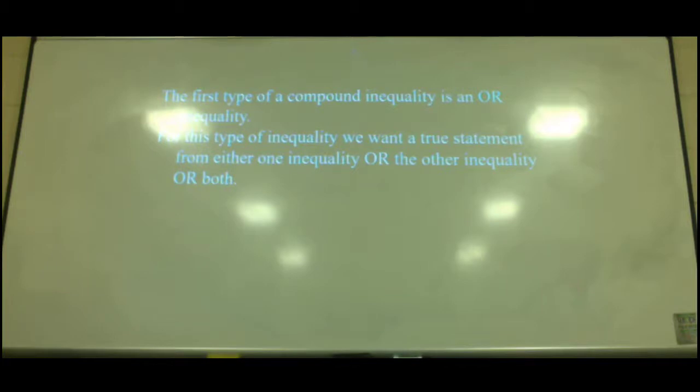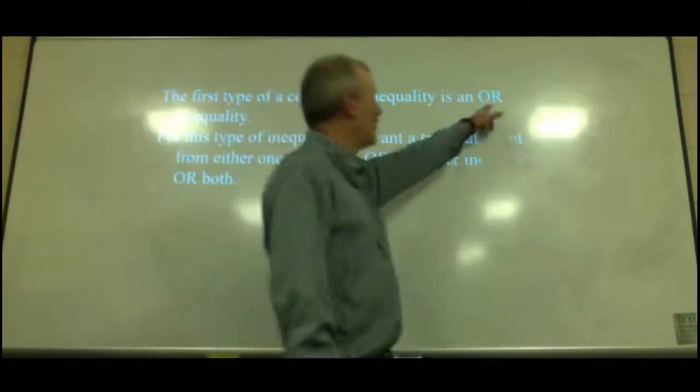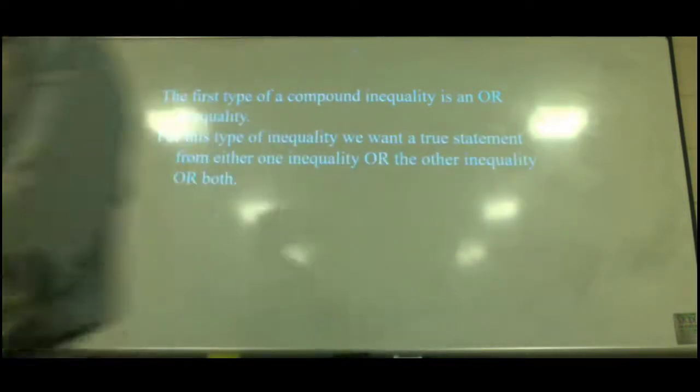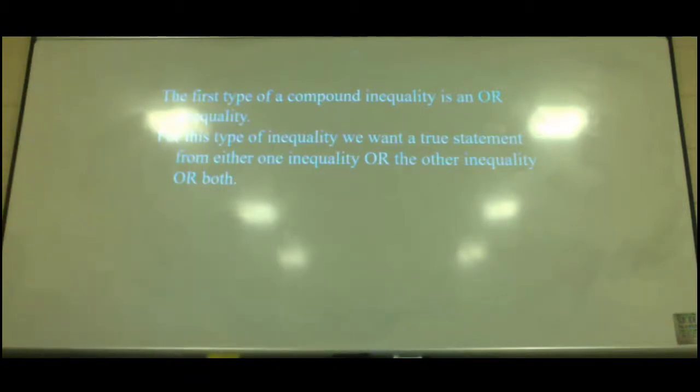What is that? The first type of compound inequality is the capital OR. Oh, my laser isn't working. There it is. Anyway, this word right here, OR. I'm pointing with my finger, it's like a primitive. All right. It is an OR inequality.